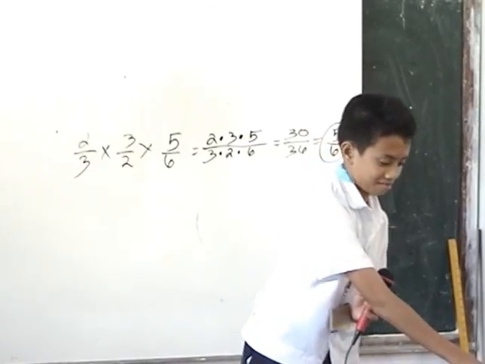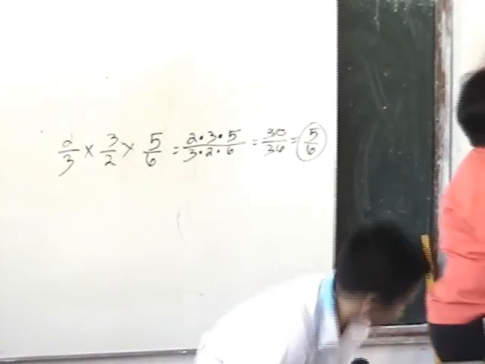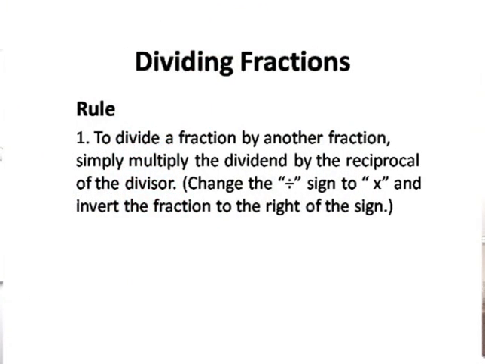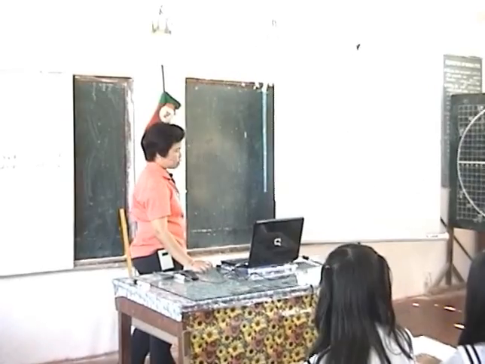Correct. Now let's proceed to our next topic, which is dividing fractions. To divide a fraction by another fraction, simply multiply the dividend by the reciprocal of the divisor, or change the division sign to multiplication sign and invert the fraction to the right of the sign. Let me show you examples.